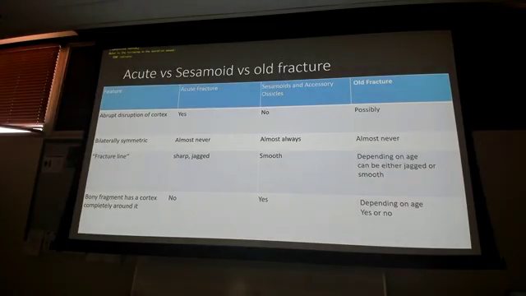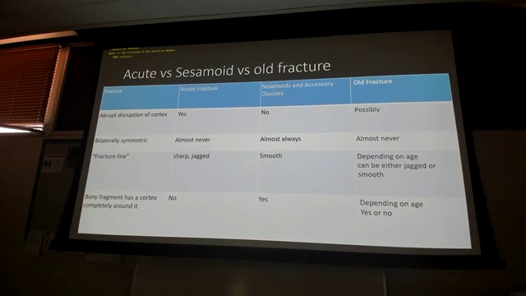How can I distinguish between a sesamoid, an acute fracture, versus an old fracture? This chart will help you understand how to distinguish between the two. So, is there an abrupt disruption of the cortex? An acute fracture, the answer is yes. Sesamoids are no, old fracture, maybe, right? Bilaterally symmetric, sesamoids, almost always.